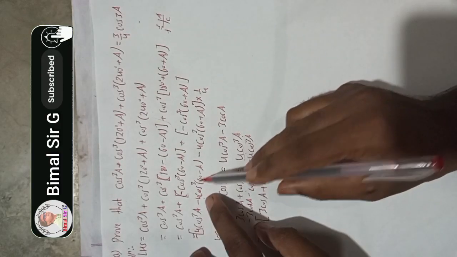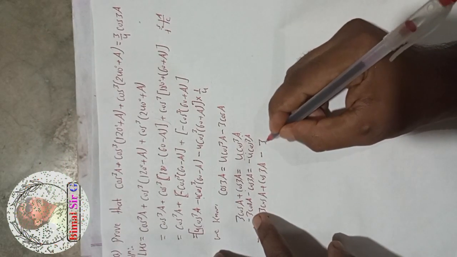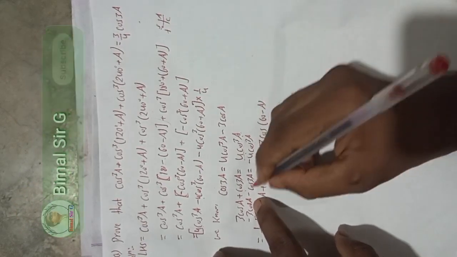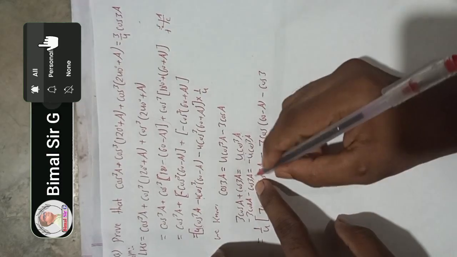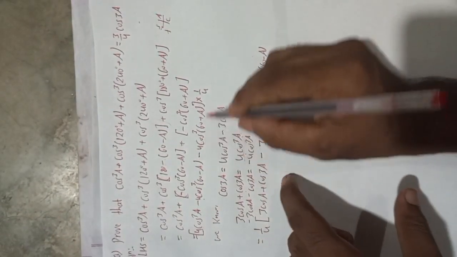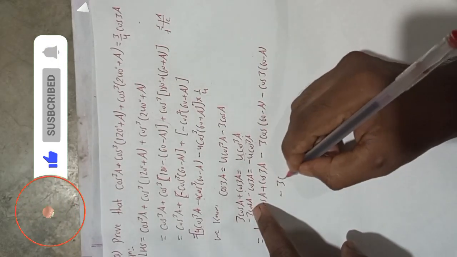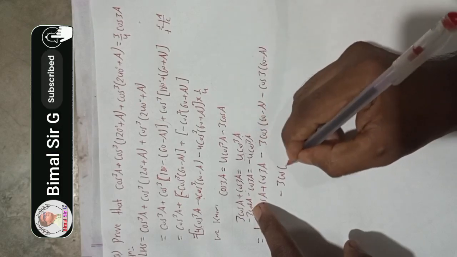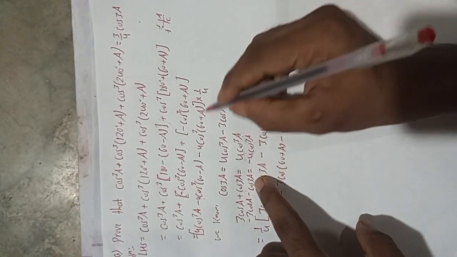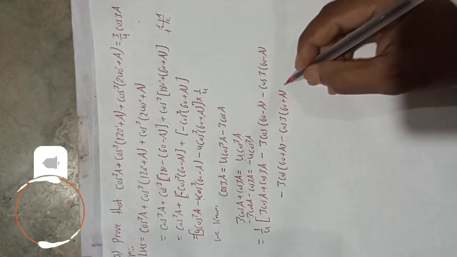So for minus 4 cos cube, we can write minus 3 cos a. For a, what we have to put here? For a, 60 minus a, and then minus cos 3 of (60 minus a). In the same way for this also we have to write minus 3 cos, for a we put 60 plus a, and minus cos 3 of (60 plus a). Now this bracket closes here.